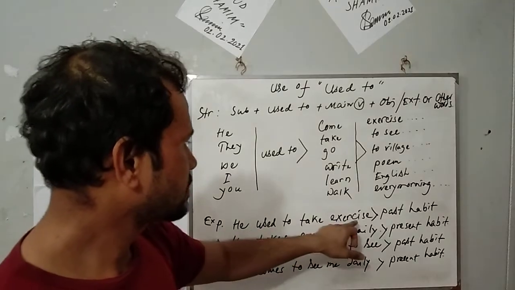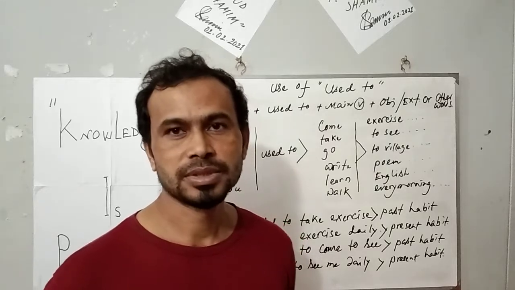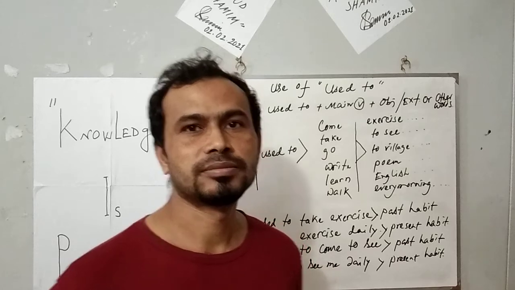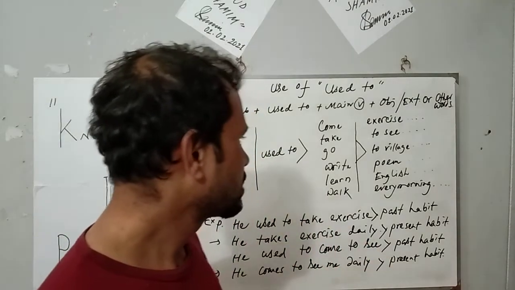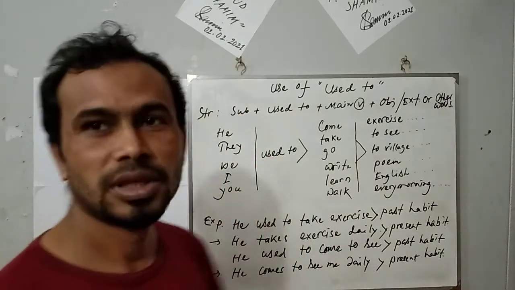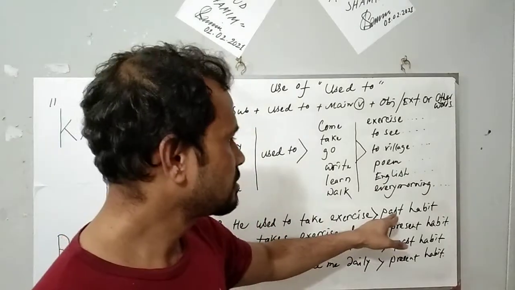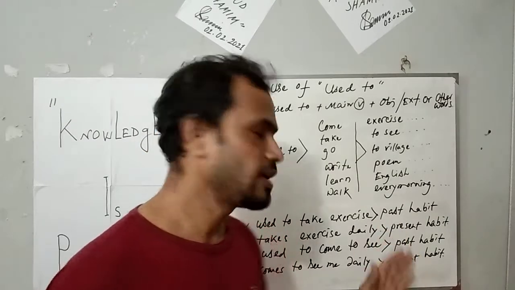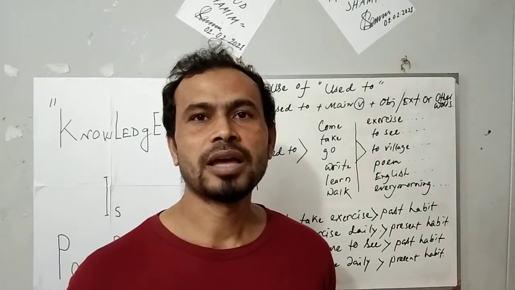He used to take exercise. This sentence means past habit. When you want to say past habit, you should always use used to in that kind of sentence. So, he used to take exercise. This sentence is past habit. So I would like to say the present habit is: he takes exercise daily. This sentence is present habit.